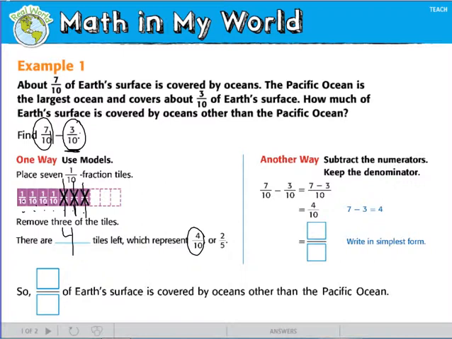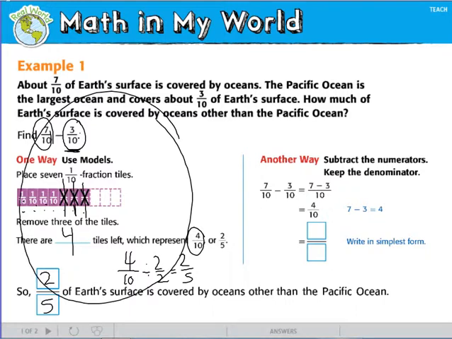We have to reduce 4/10. They already did it for us. It came out to 2/5. How did they reduce it? 2 over 2. 4/10 divided by 2 over 2 equals 2/5. So how much of Earth's surface is covered by oceans other than the Pacific Ocean? 2/5. Now, this is the modeling again, showing you why it works.